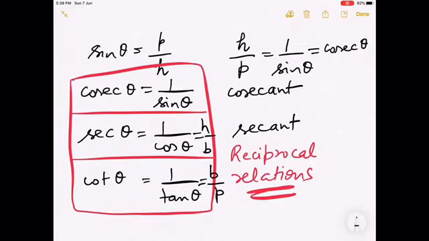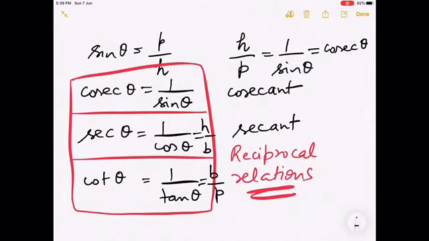So three trigonometric ratios, and then their three reciprocals. So in total we got 6 trigonometric ratios. There are a total of 6 trigonometric ratios which you need to remember now. There may be very easy questions based on these 6 trigonometric ratios using the above formulae.